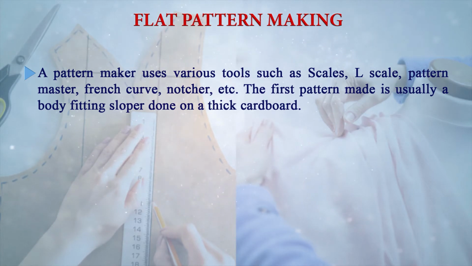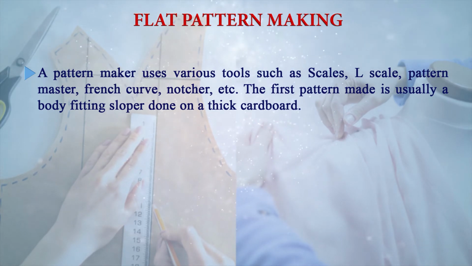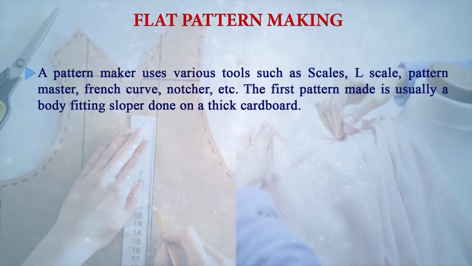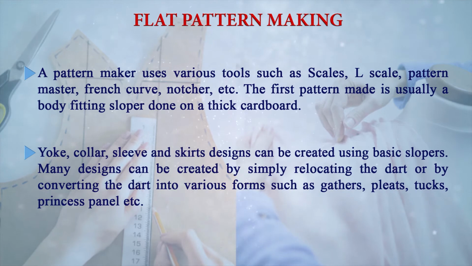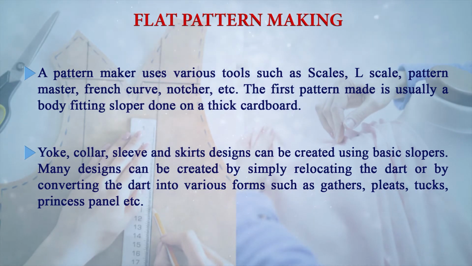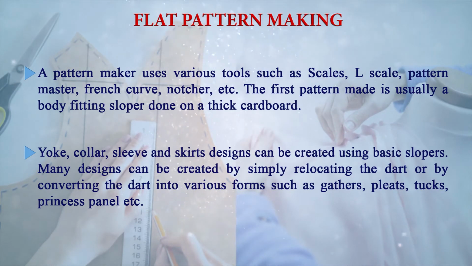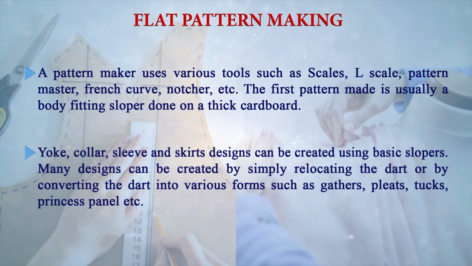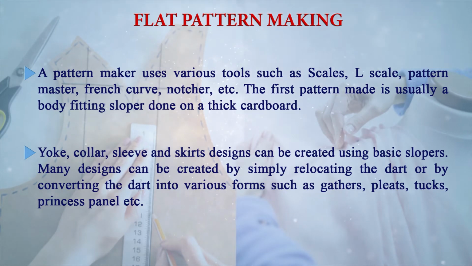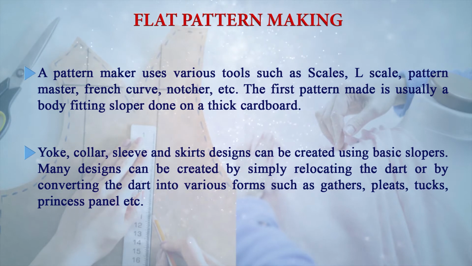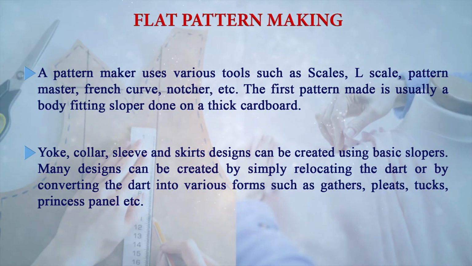Like there is a thick cardboard on which we develop the pattern, and we use that cardboard, or sloper, or we say basic block, for developing the garment on a fabric. So we can develop yoke, collar, sleeves, skirt designs using the basic slopers. If we have created a basic sloper or block for every body part, like the upper body block, a sleeve block, a skirt block, we can use those standard blocks for designing different types of collars and different types of yokes on the garment.